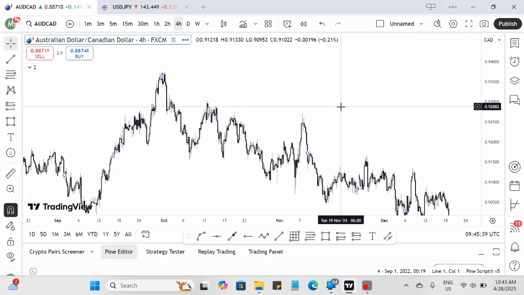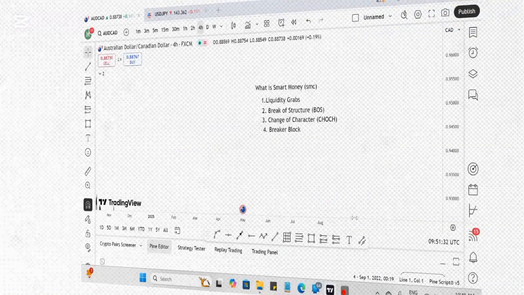So, what are the key concepts in trading with smart money? In trading smart money concepts, what are the factors to consider? What are we looking for? How are we going to play along with them? So, we are going to be looking at liquidity grabs, break of structure, change of character, and breaker blocks. Those are the four areas we're going to be focusing on. Let me list them out quickly so you can see.